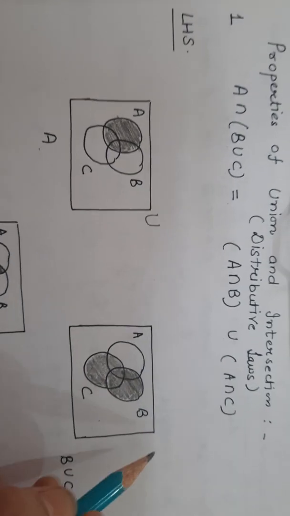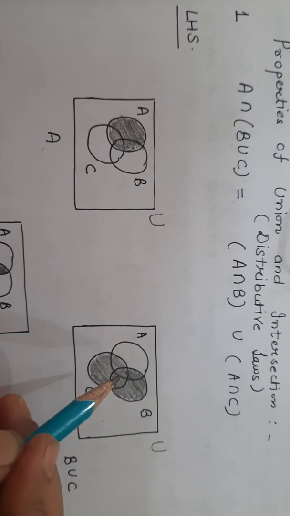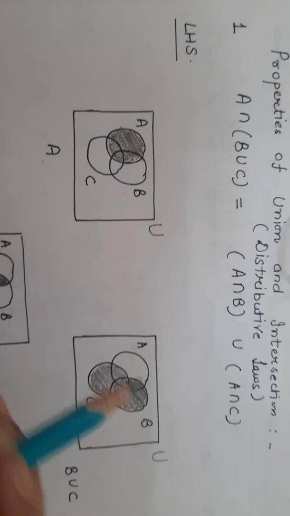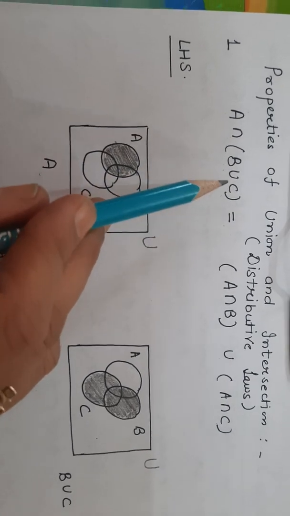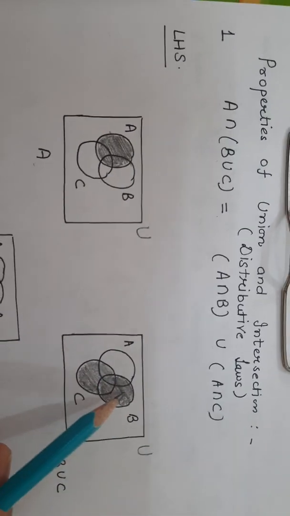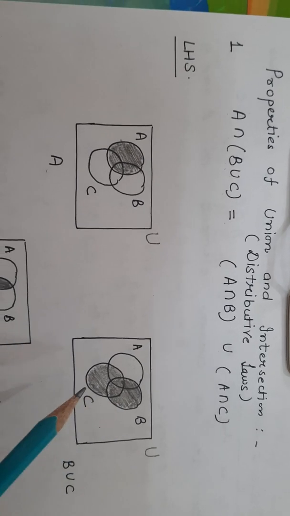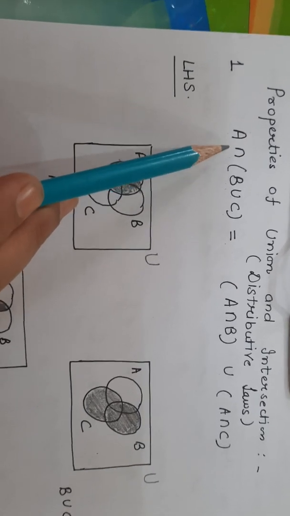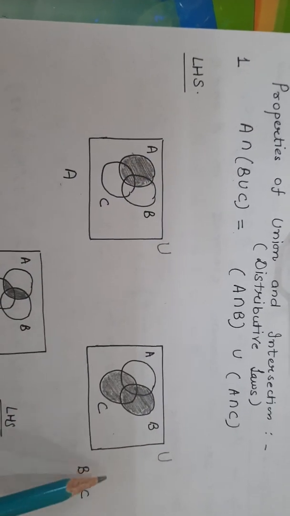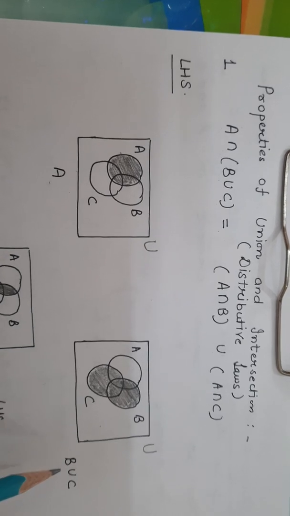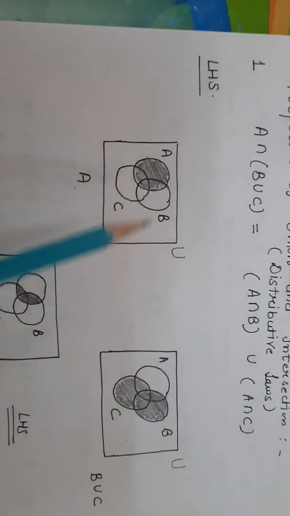In the next Venn diagram, this is your universal set, then again sets A, B and C. Now B union C. Union means all the elements of B, all the elements of C. So I have shaded all the region of B as well as C. Now in the left hand side, you need to find the intersection of these two sets, A intersection with B union C. That means we are going to shade the common region of these two Venn diagrams.